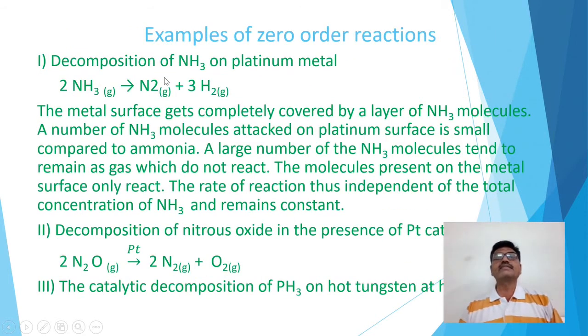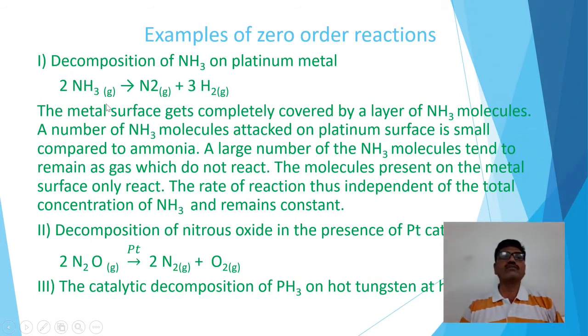Then examples of zero order reactions. Decomposition of ammonia on platinum metal. See here the example of zero order reaction. What is that? In case of zero order reaction, rate does not depend upon the concentration of the reactant. So if this reaction is carried out, as ammonia is in the gaseous state, this reaction is carried out in a closed beaker. In that case, the catalyst platinum is used.